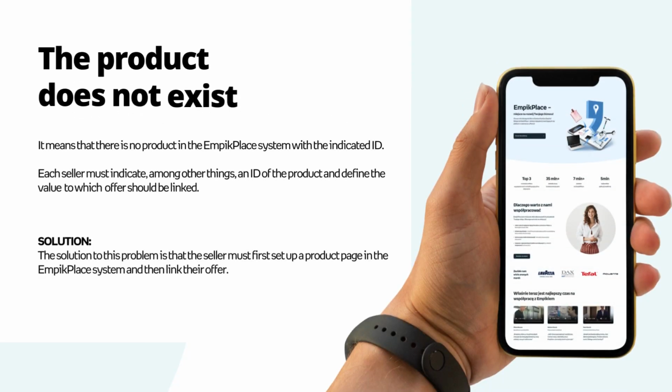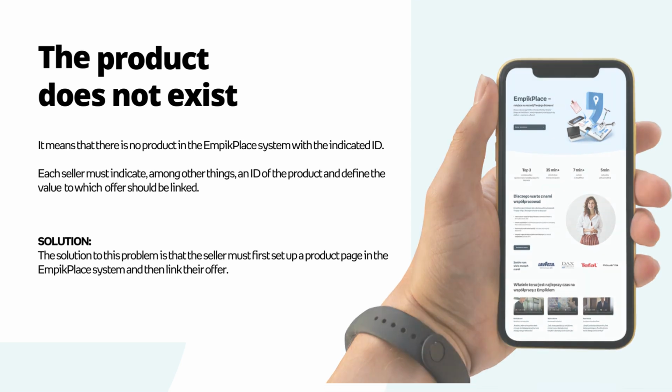The product does not exist. It means that there is no product in the Empik Place system with the indicated ID. Each seller must indicate, among other things, an ID of the product and define the value to which offer should be linked. The solution to this problem is that the seller must first set up a product page in the Empik Place system and then link their offer.